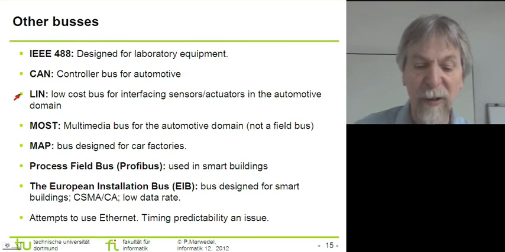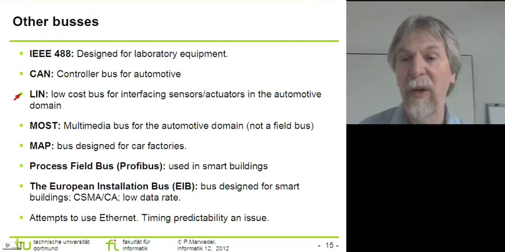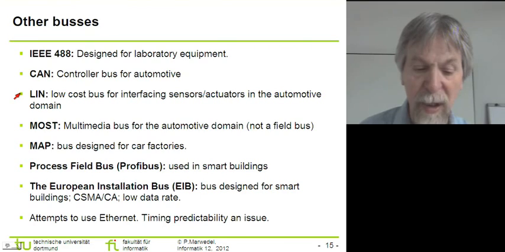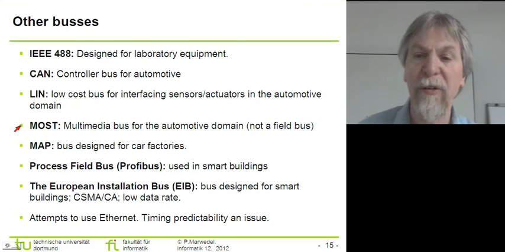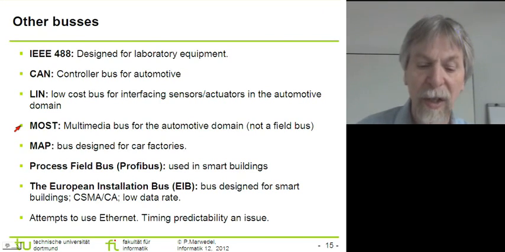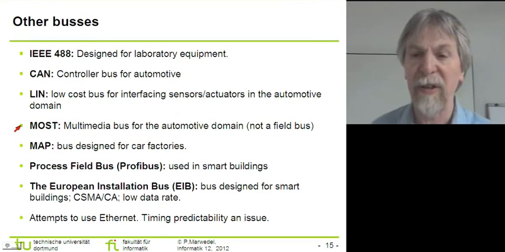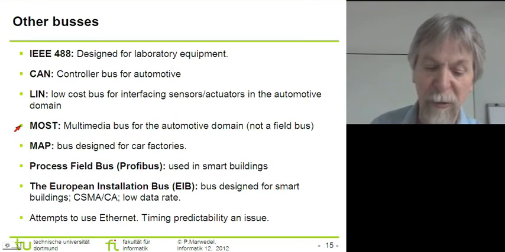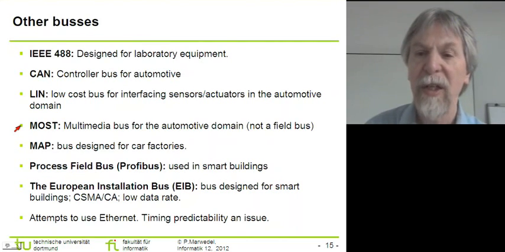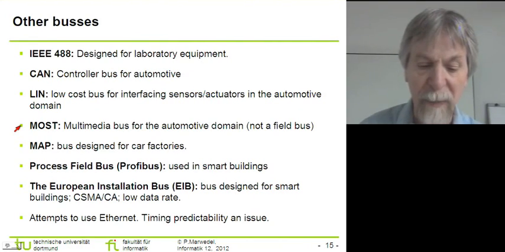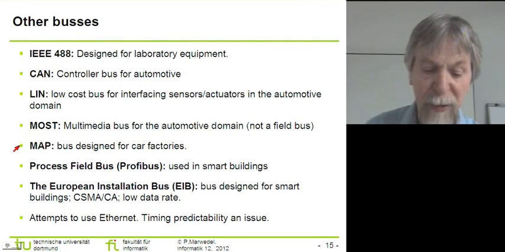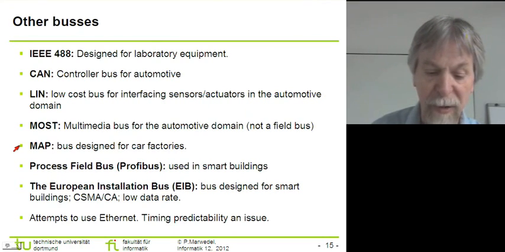There are obviously cases where CAN controllers could be too expensive and where we prefer to have an application of the LIN bus. And then there are cases where in a car we have to communicate huge amounts of data. This is not really the area where the CAN bus is pretty strong, so therefore there is another bus standard that's available. It's the MOST bus, which is used for multimedia in the automotive domain. It could be used, for example, for providing the rear passengers with some videos. There is a bus designed for car factories called the MAP bus.